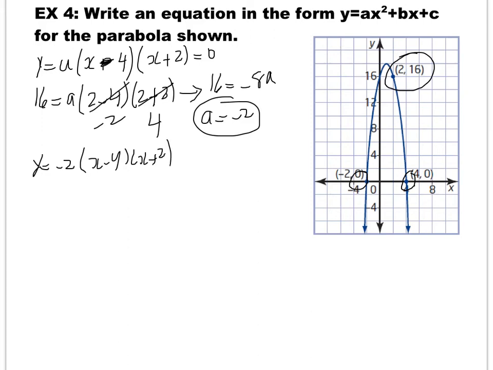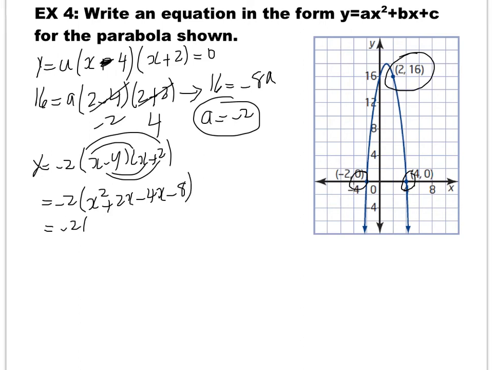Since the question requires the quadratic in standard form, I'm going to expand this. I'm going to get -2 times: x times x is x squared, x times 2 is 2x, x times -4 is -4x, and 2 times -4 is -8. This is equal to -2 times (x squared minus 2x minus 8). Now I distribute -2 inside, I get -2x squared, -2 times -2 is plus 4x, -2 times -8 is plus 16.